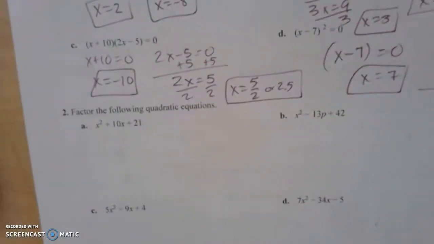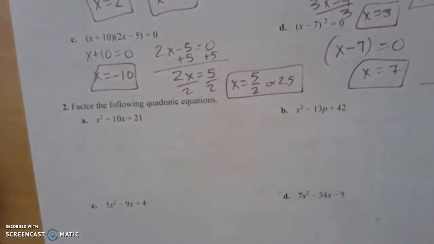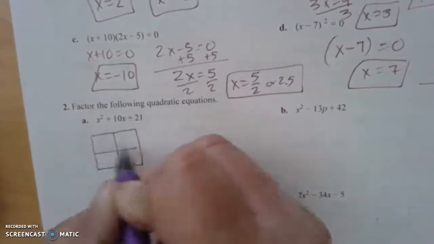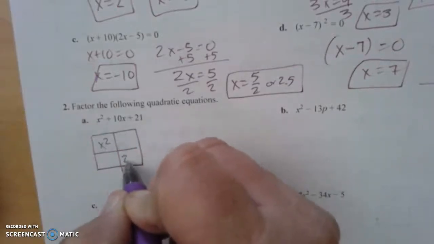Let's just still practice finding zeros, the zero product property. In this problem here, now we have to factor this. x squared and 21.